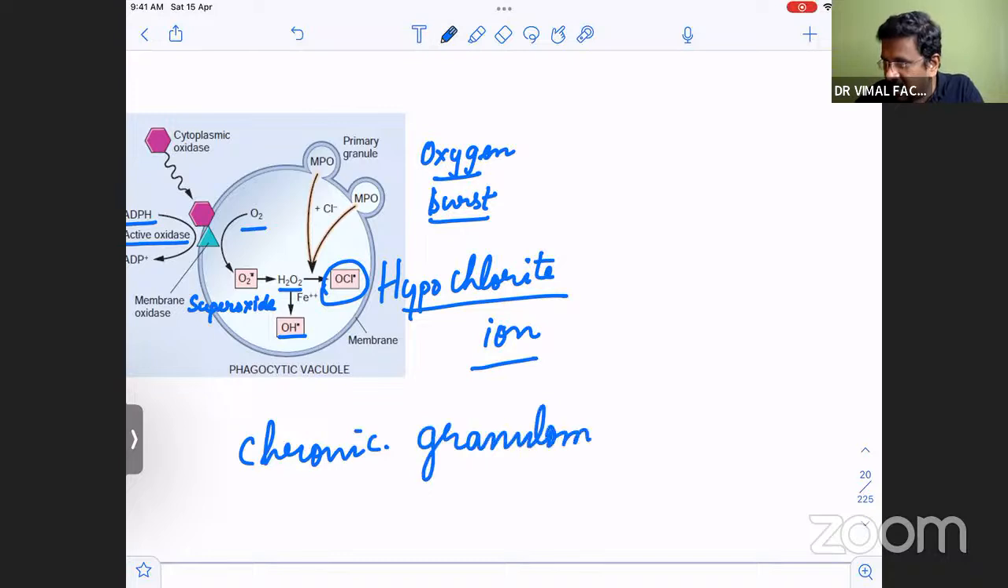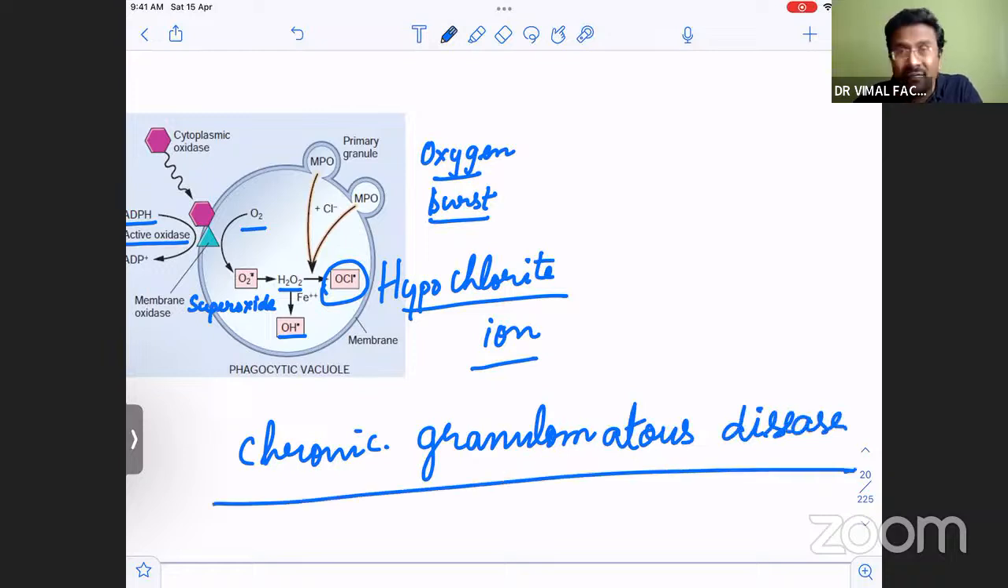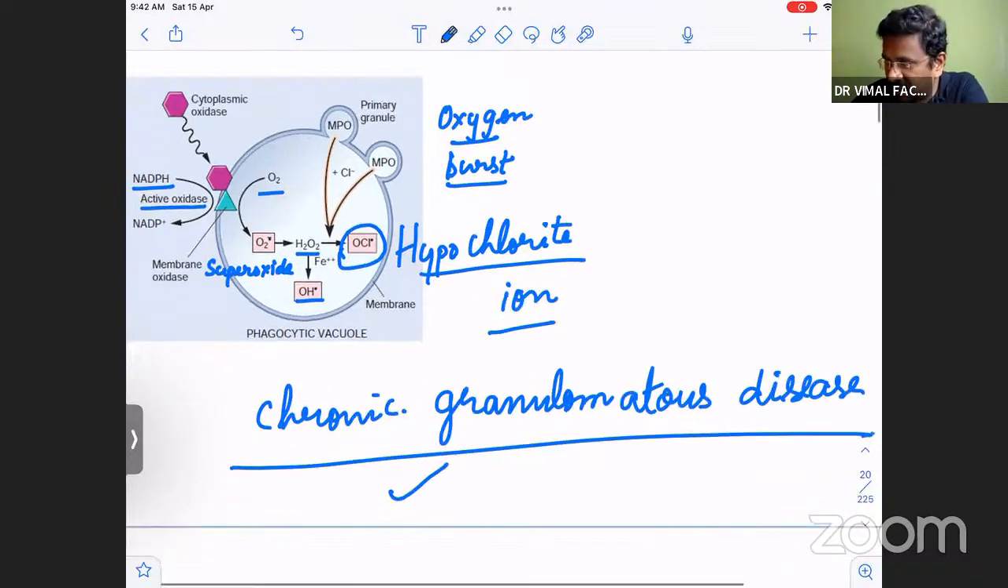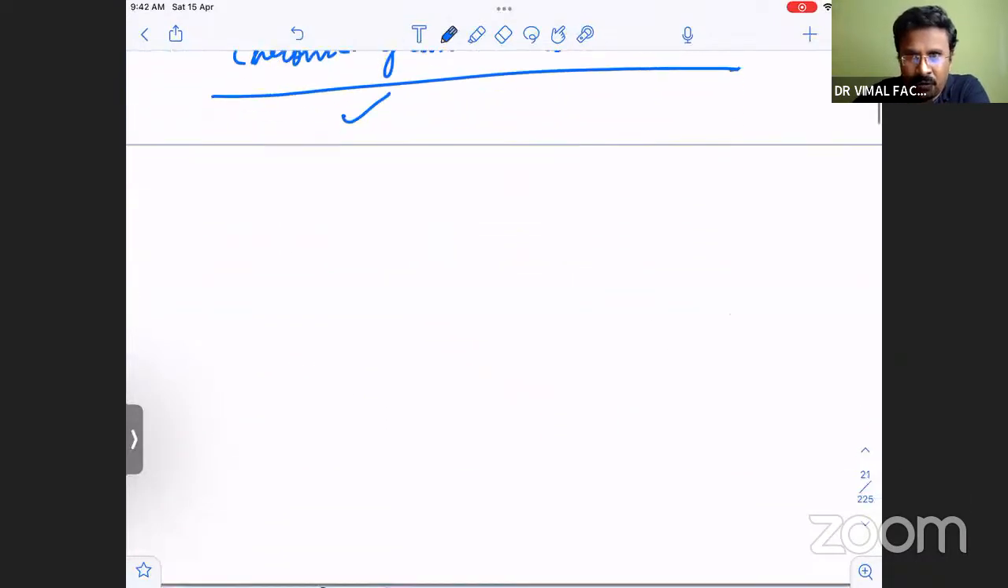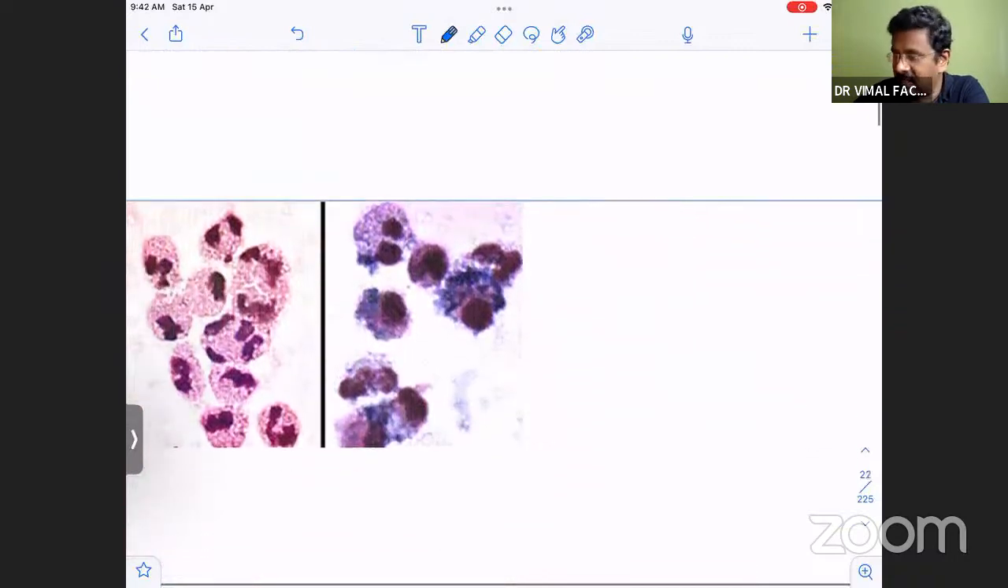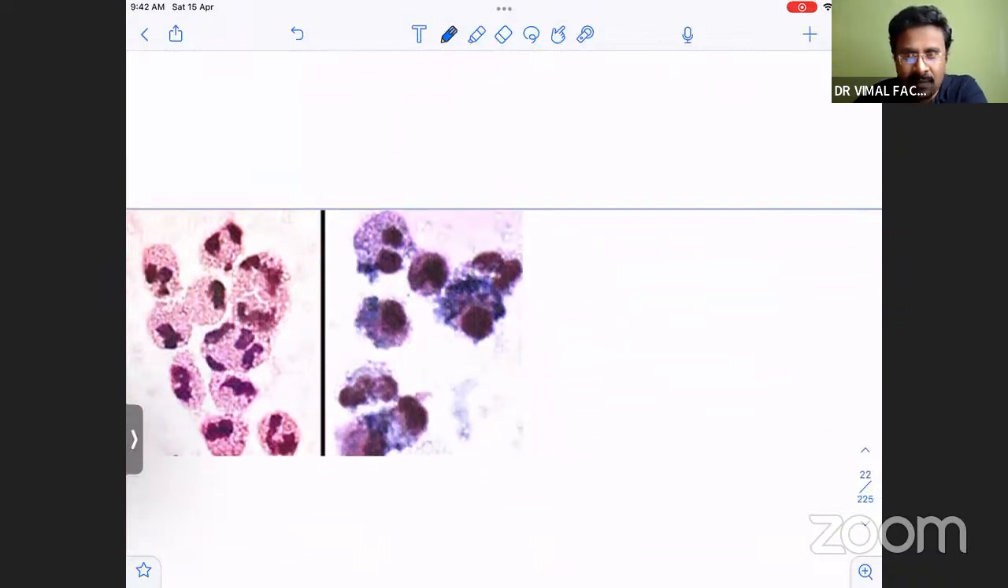If any injurious agent cannot be killed, the body responds with a granuloma response. So you will get chronic granulomatous disease. The enzyme deficient is NADPH oxidase. And what is the famous test in chronic granulomatous disease? If you see this image, what test comes to your mind? Yes, the NBT test.